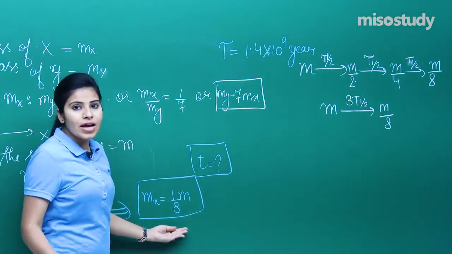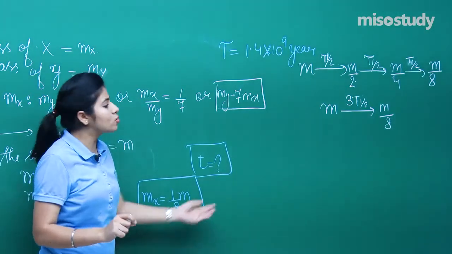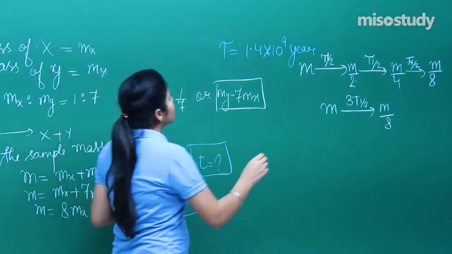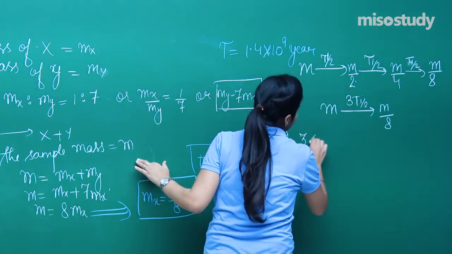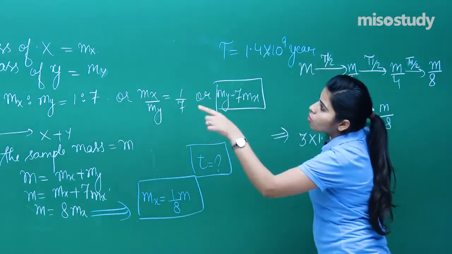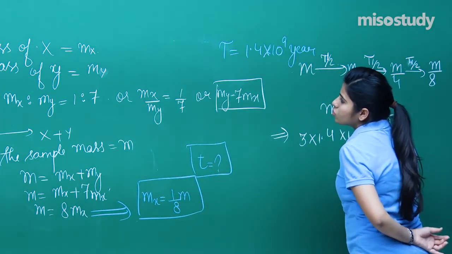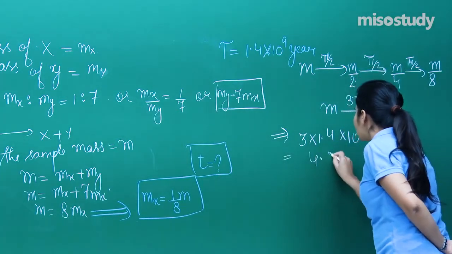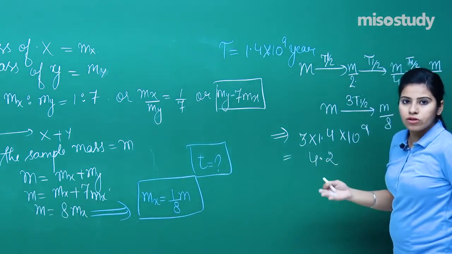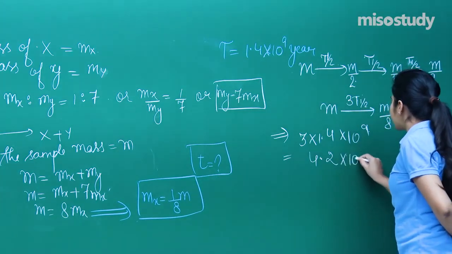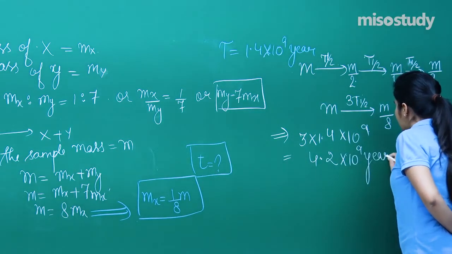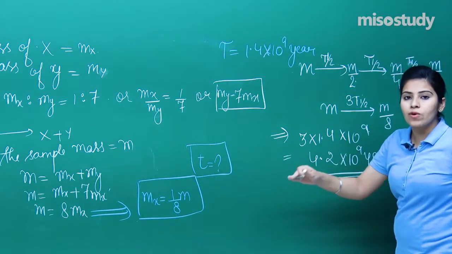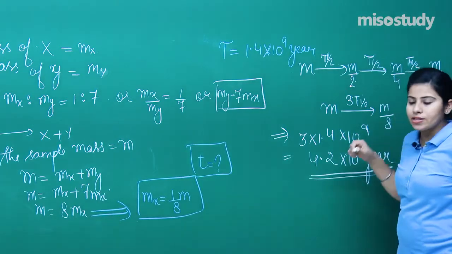Now to find the time, we know that it has been converted to m by 8 after the 3 half-lives. So if you multiply this 3 by the half-life, that is 1.4 into 10 raised to the power 9, because 14 3s are 42, so 4.2 into 10 raised to the power 9 years. This must be the time at which the mass will be reduced to m by 8.